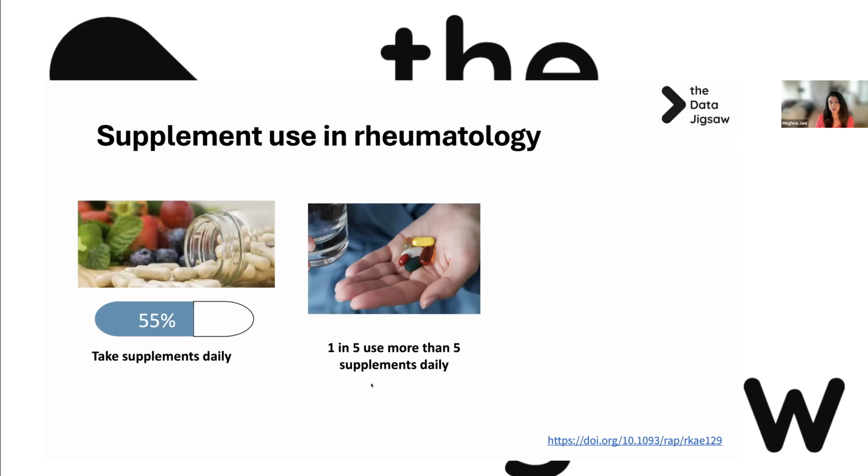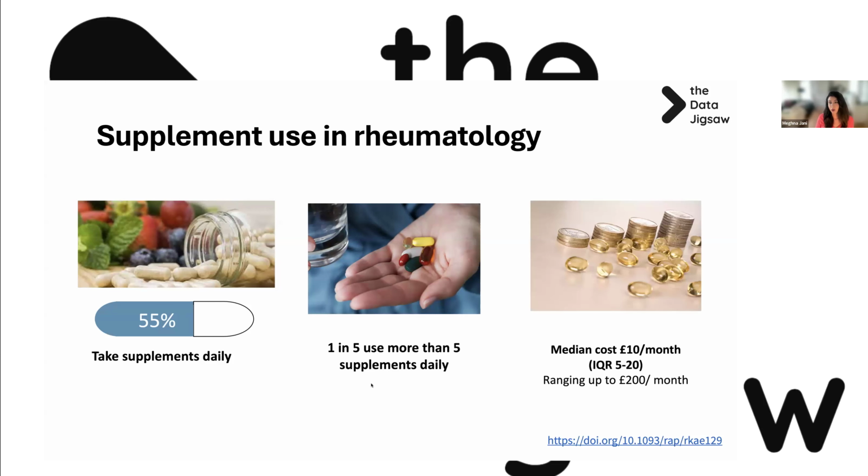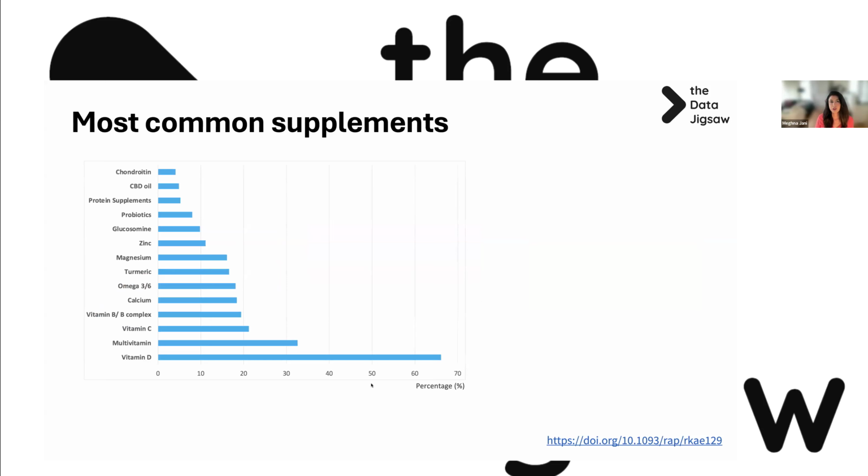1 in 5 took more than 5 supplements daily. And in terms of cost per month, we found that there were patients who were spending up to £200 a month. However, the median cost was around £10 a month with an interquartile range between 5 and 20. The most common supplements that patients reported were vitamins, so vitamins D, C, multivitamins, B complex, omega-3 and 6, turmeric and magnesium.